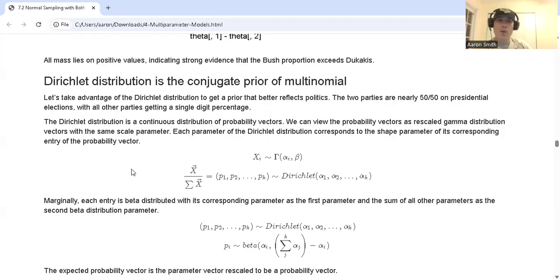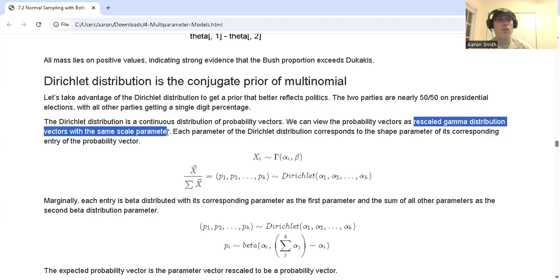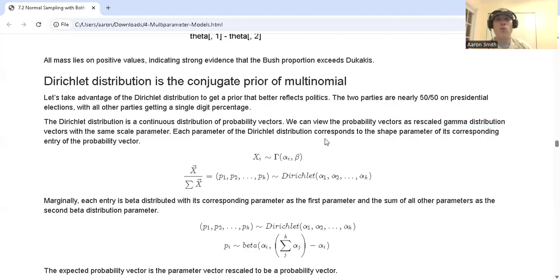Okay, so remember the Dirichlet distribution is a continuous distribution for probability vectors. We can view these probability vectors as rescaled gamma distribution vectors where the gamma distributions all have the same scale parameters. Each parameter of the Dirichlet distribution corresponds to the shape parameter of its corresponding entry of the probability vector.